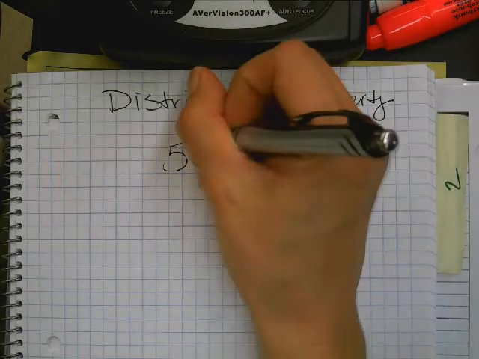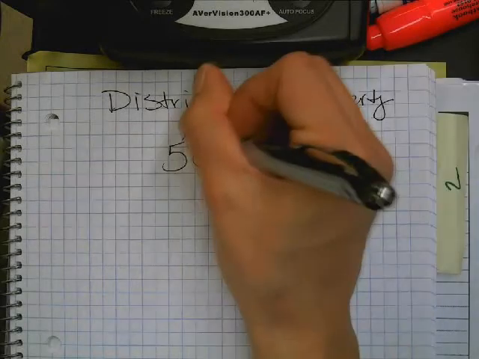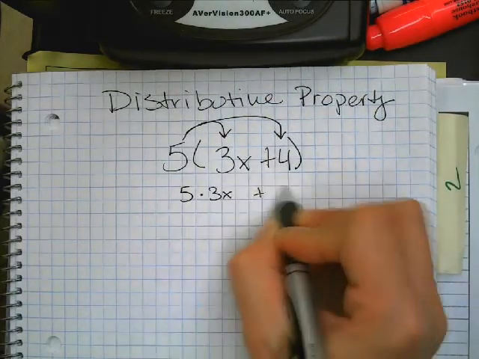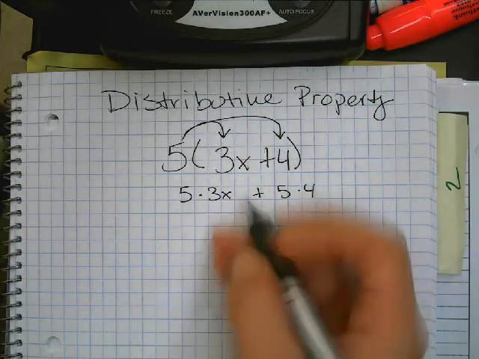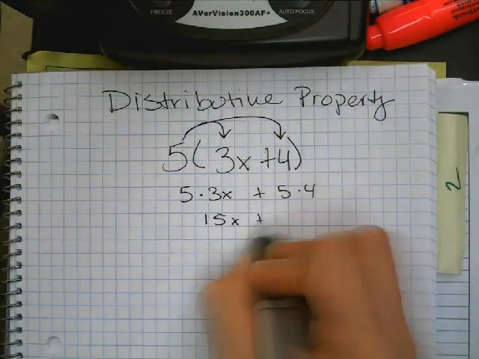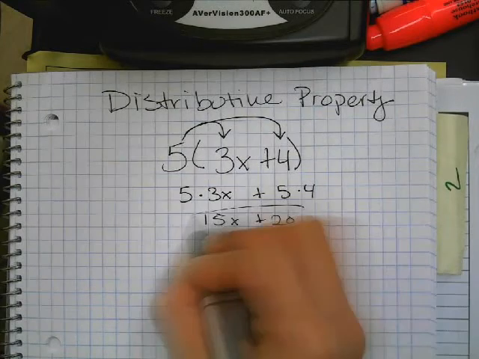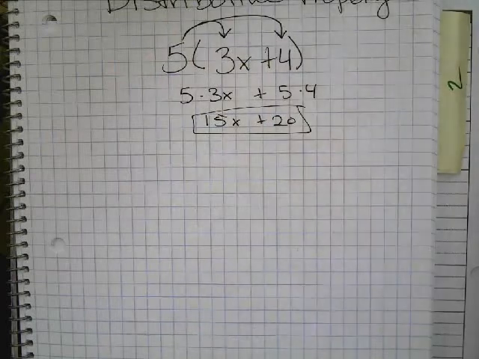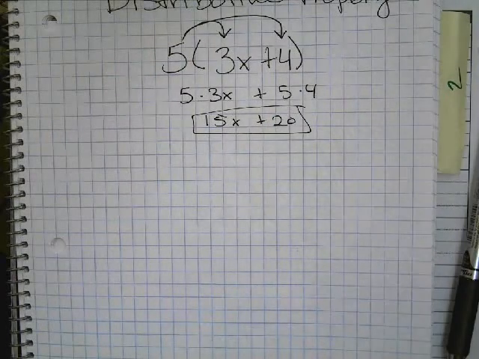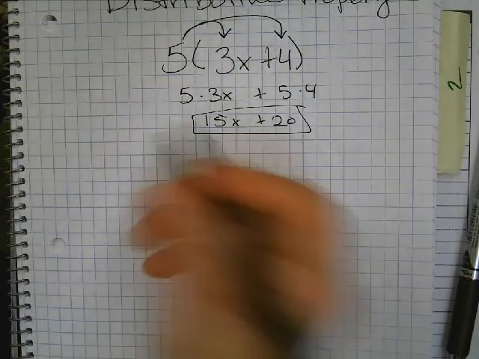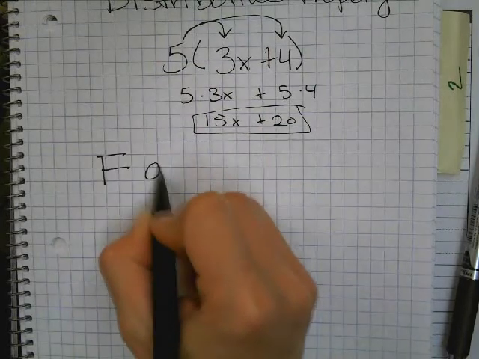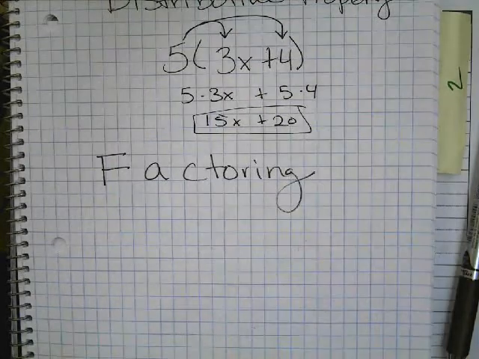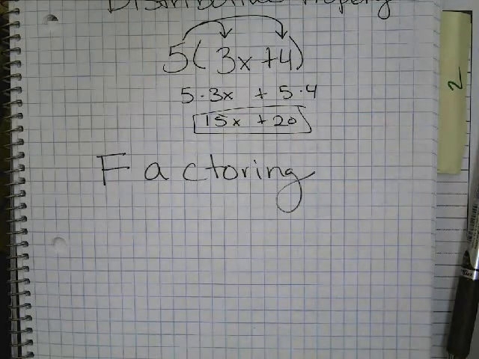Okay, so we take the 5, multiply it by the 3x, take the 5 and multiply it by the 4. So 5 times 3x plus 5 times 4. What's 5 times 3x? 15x plus what's 5 times 4? 20. You're done, right? You've done this a lot. Now, the new stuff. Now we're going to learn how to factor. Factoring.